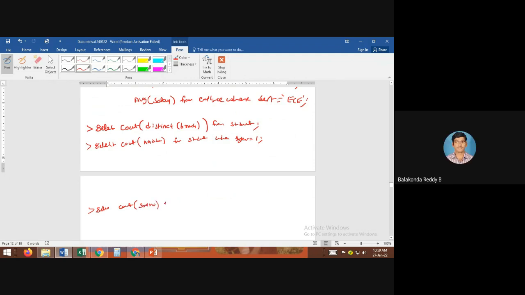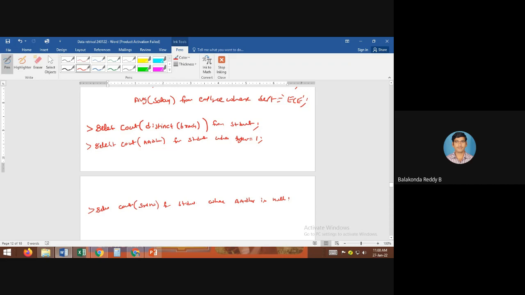Select roll number from student where Aadhaar is null. What is the output of this inner query? The students who are not having the Aadhaar number, the respective roll numbers it displays. Count means it gives the count. Select count of roll number from student where Aadhaar is null. Those who are not having the Aadhaar numbers, that student roll numbers it displays, that count it calculates.